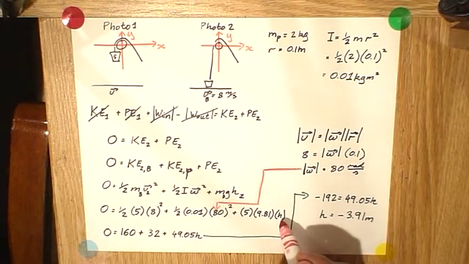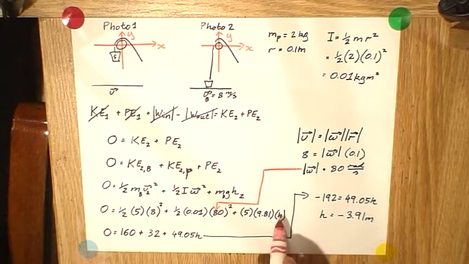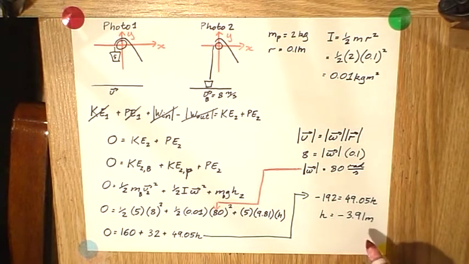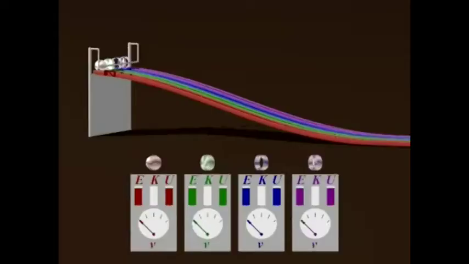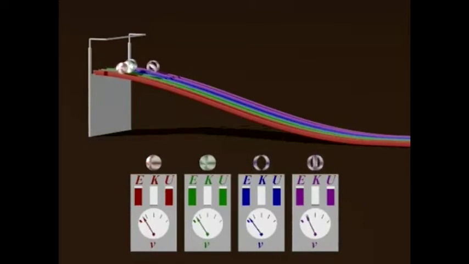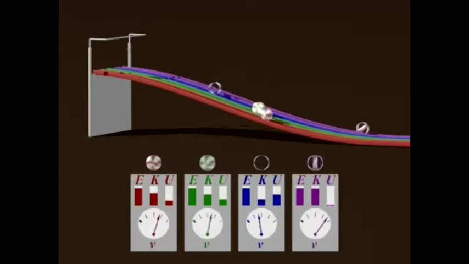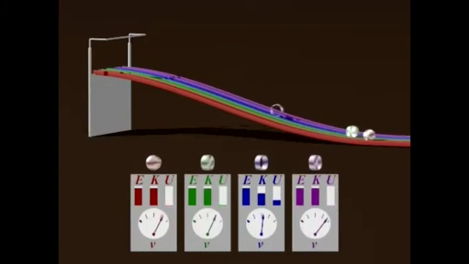The only thing that was unknown here was the height. And from this point onwards, it becomes a straightforward algebra question, and we can easily find that the height was negative 3.91 meters. When an object rolls without slipping, it moves linearly and rotates at the same time. We have to account for both forms of kinetic energy, linear and rotational, in the same object.